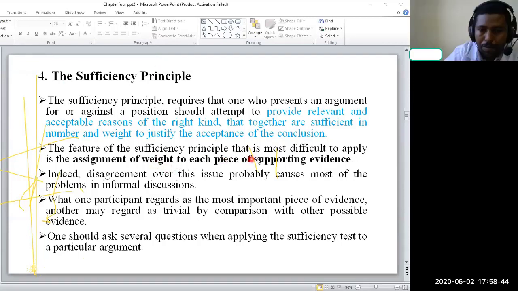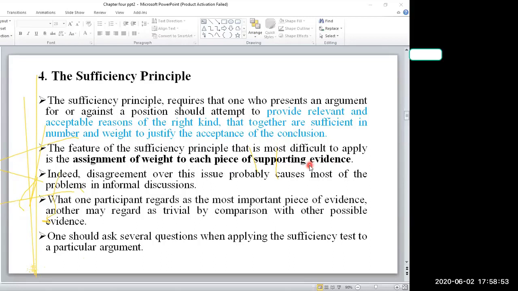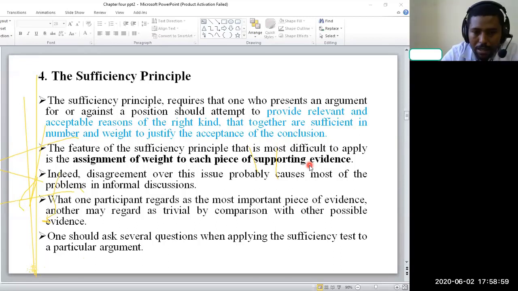The feature of the sufficiency principle that is most difficult to apply is the assignment of the weight of each piece of supporting evidence. This is a very tricky question. Understanding the value or the weight of the supporting evidence, being able to identify which evidences weigh more, is a very difficult task. So disagreement over the issue probably causes most of the problems in informal discussion.